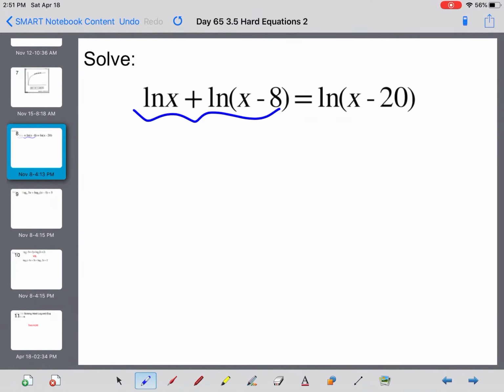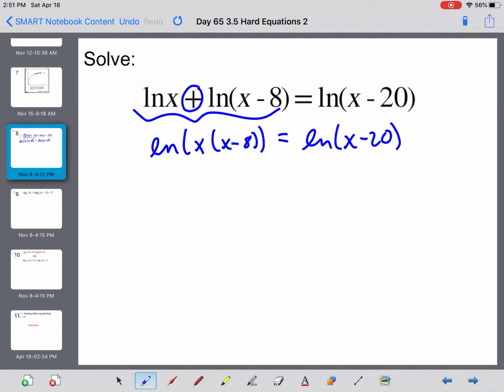So what's going to happen here is we're going to use our properties of logs, and we are going to rewrite this left-hand side using 1 logarithm. So if I have natural log of x plus the natural log of the quantity x minus 8, that addition sign right there tells me I can multiply their arguments together. And that allows me to rewrite that left-hand side using just 1 logarithm.